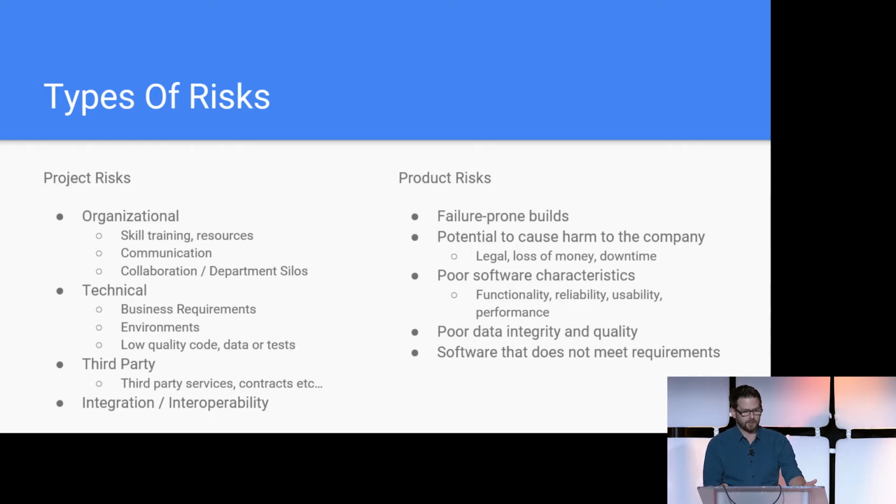And then there are product risks. Those are bad builds that are failure prone. There's potential to cause harm to your company, either financial or legal. The software might just be bad software with bad UX. It's not good for your users. They don't like using it. It doesn't perform what it's supposed to do. You might have bad data integrity, security, or quality of your data. Or you might just have software that doesn't meet the business requirements. So those are some of the high-level types of risks.